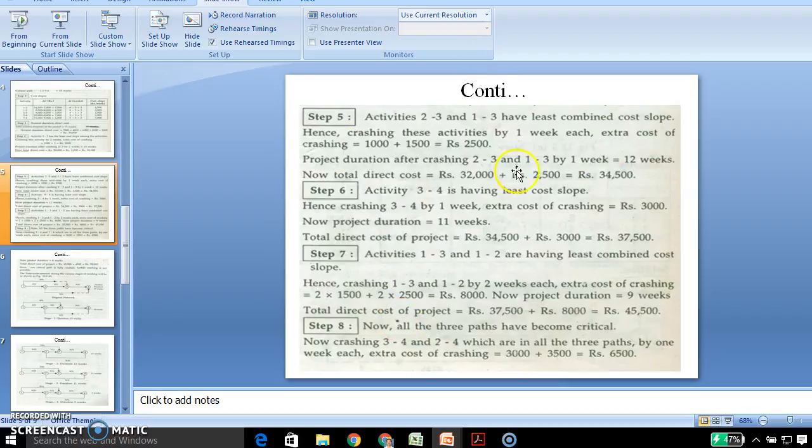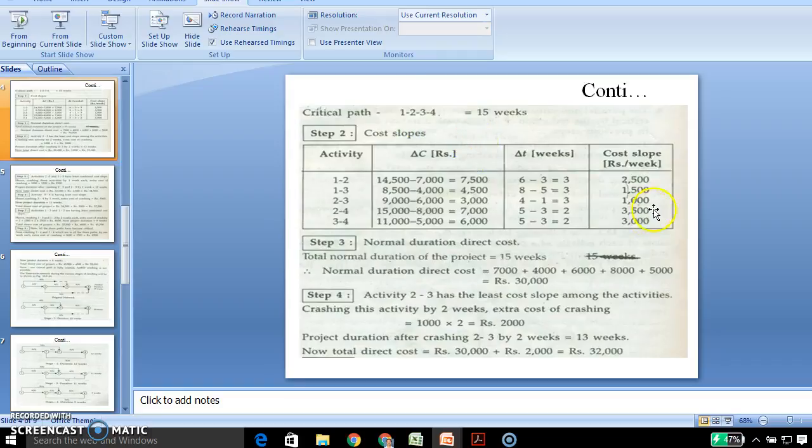Next, calculating the critical and non-critical activity paths. 2-3 is the critical activity path, and 1-3 is the non-critical activity path. These activities can be crashed by 1 week each, and the total crashing should not exceed 3 weeks, which is the maximum crashing. We can crash by 1, 2 or 3 weeks, but should not exceed that. Crashing these activities by 1 week each, the extra cost is: 2-3 cost slope is 1,000 and 1-3 cost slope is 1,500.